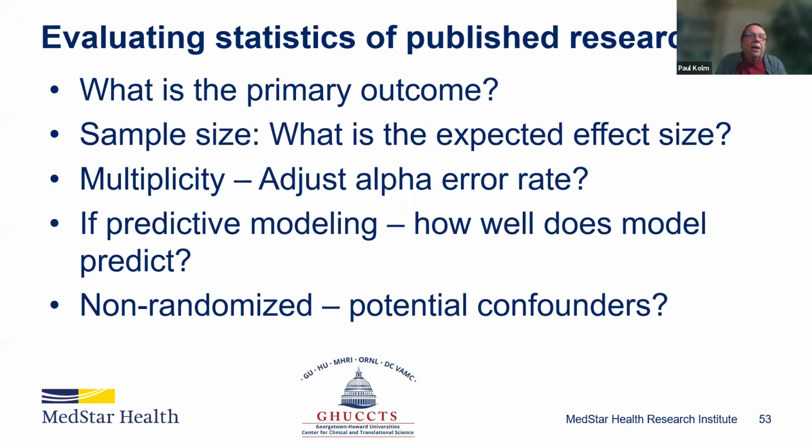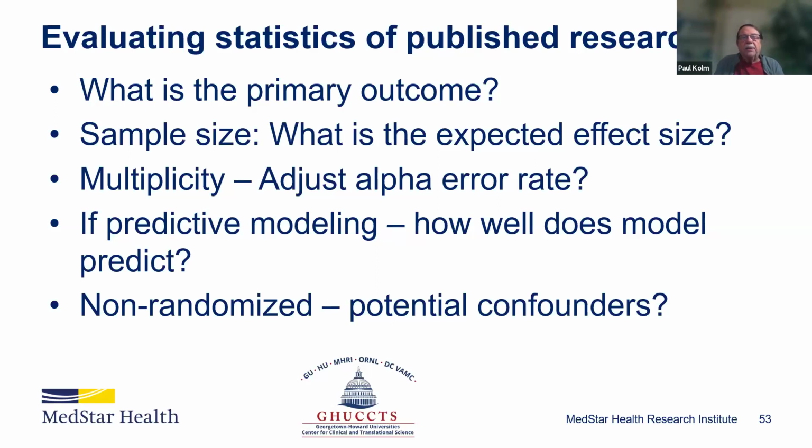Okay, so to finish up here, when you evaluate the statistical analyses of published research, is there a primary outcome, or are there also secondary outcomes? And then how are these handled from a statistical standpoint? Is there going to be adjustment for the alpha error rate, or do they not adjust for that? And then if we're doing modeling, as we looked at for logistic regression and survival analysis and general linear models, how well does the model predict?